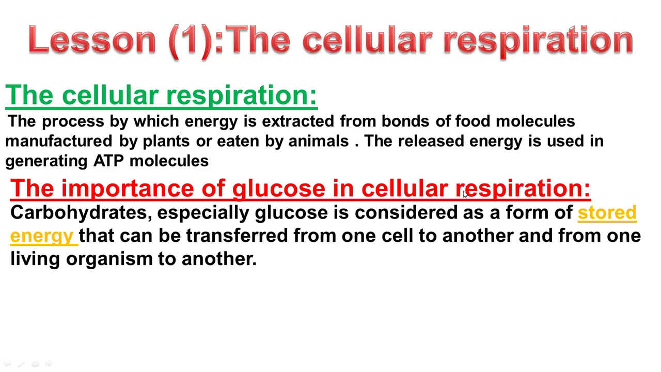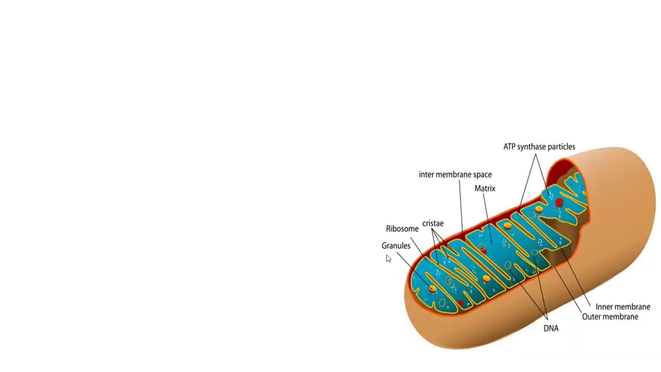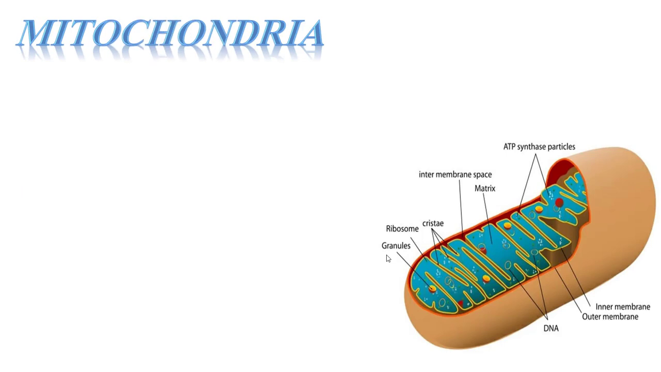That energy can be transferred from one cell to another and from one living organism to another. The glucose molecule is an excellent example to study the steps of breaking down food molecules, as it is the molecule commonly used by the majority of living organisms to produce energy, more than any other available food molecule. So a glucose molecule represents the ideal molecule for respiration. Mitochondria is the home of respiration.